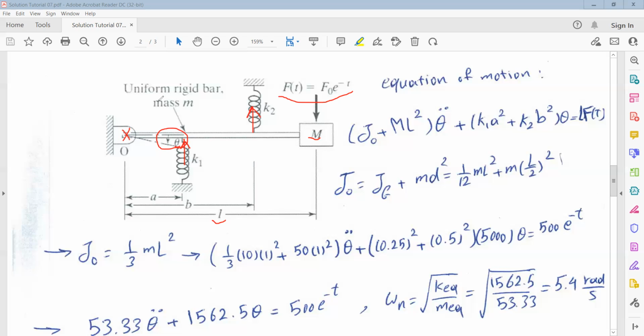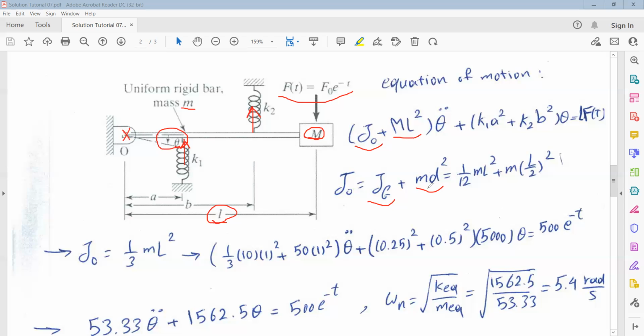And the mass moment of inertia about this point, because we have one rigid body, which is this uniform rigid bar with mass m, and also we have one particle with mass uppercase M. The mass moment of inertia of this particle about point O, from dynamics, you know, is equal to M times the distance squared, which distance is L, so it's equal to ML squared. And the mass moment of inertia for this uniform rigid bar about this point O, we call it JO. This JO is equal to the mass moment of inertia about the mass center plus m d squared, and d is the distance between the mass center and point O.